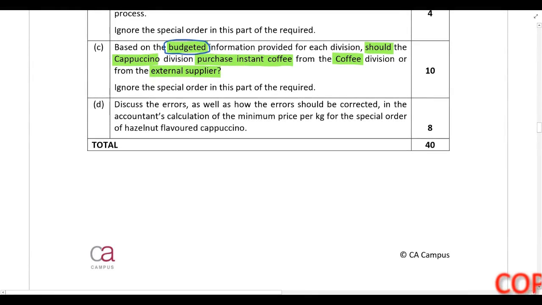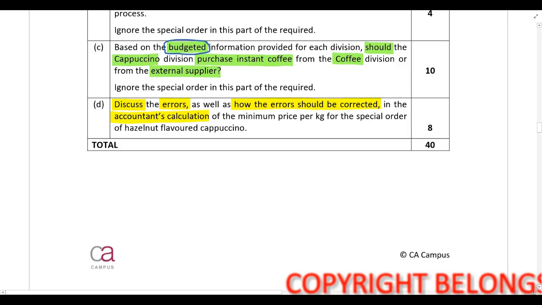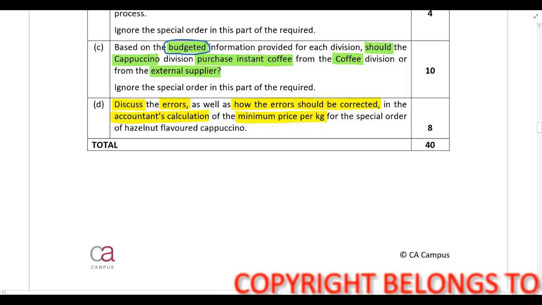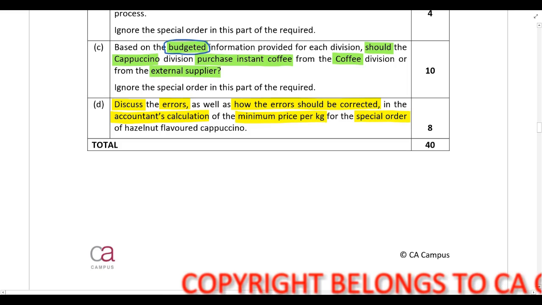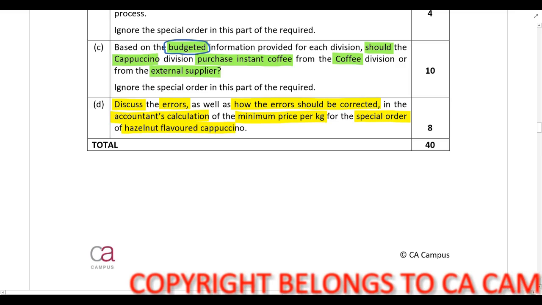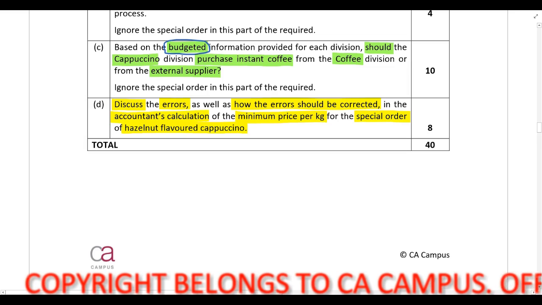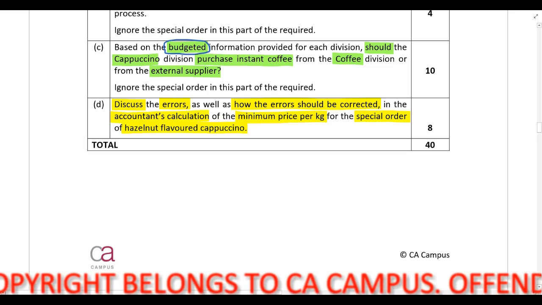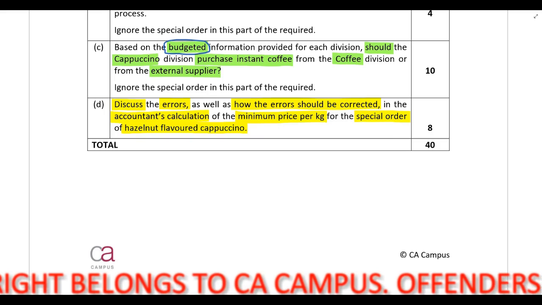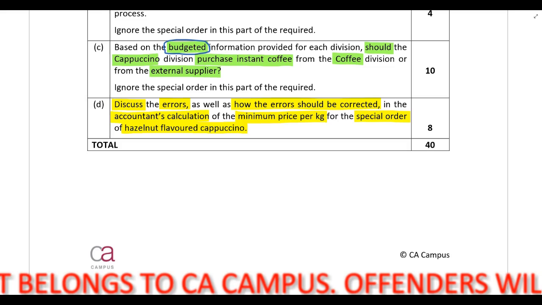Then in part D, you need to discuss the errors as well as how the errors should be corrected in the accountant's calculation of the minimum price per kilogram for the special order of hazelnut flavored cappuccino. All right, so you don't have to calculate the minimum price per kilogram for the special order. The calculation has been done and you need to comment on the calculation.